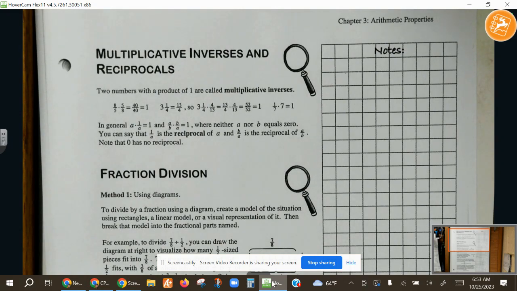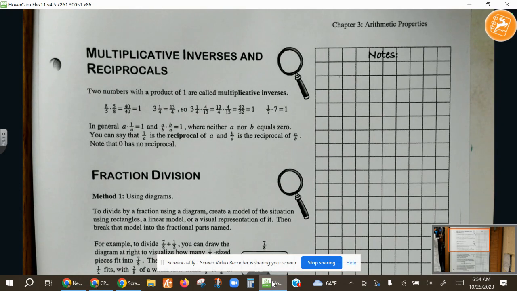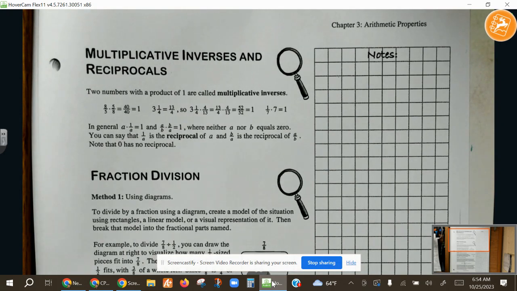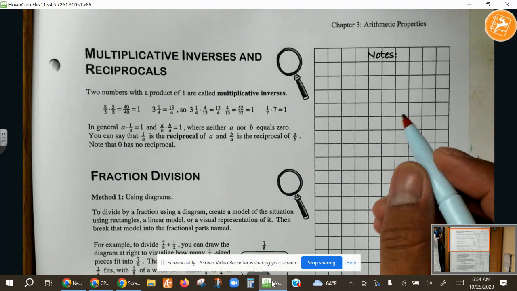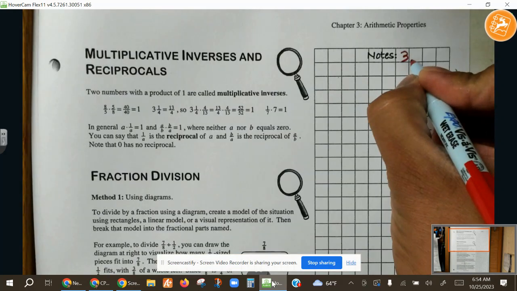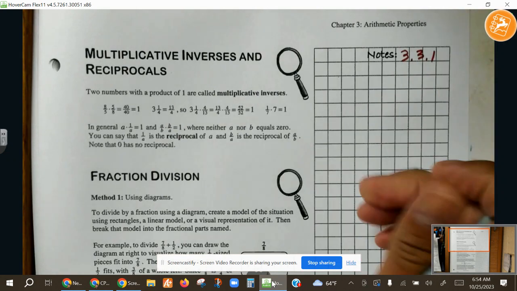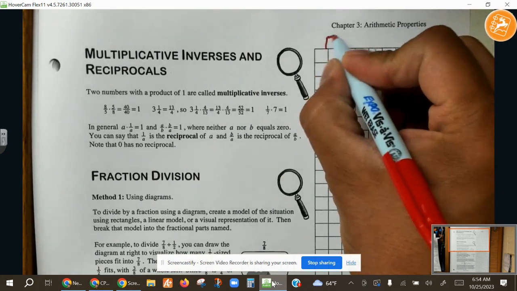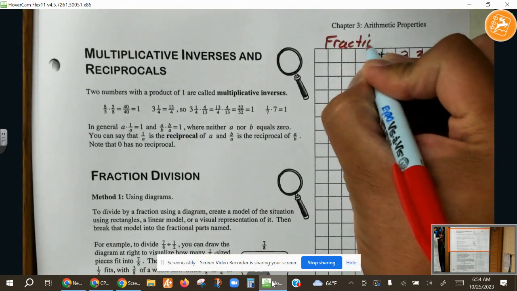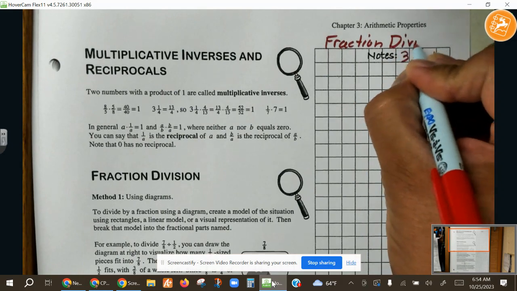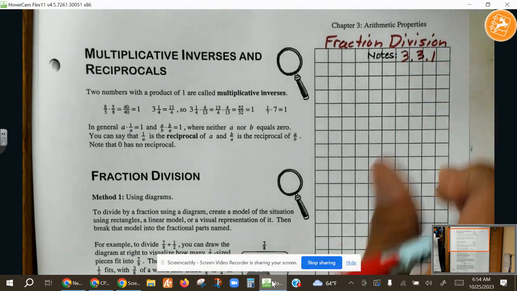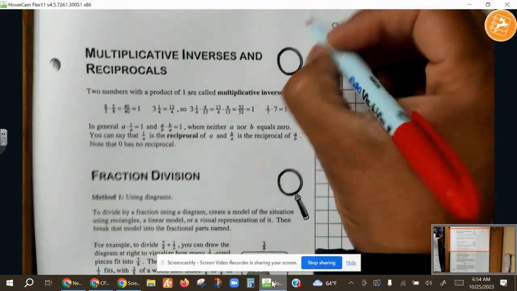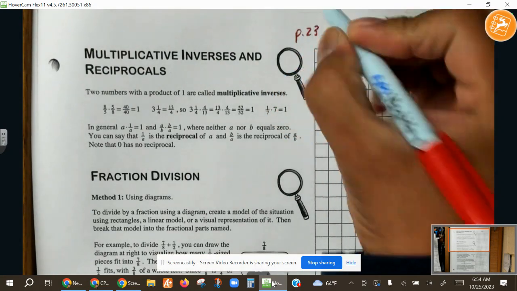All right, today's lesson is 3.3.1 fraction division, and you'll be copying today's notes on page 23 of your toolkit. So let's go ahead and label this as 3.3.1 fraction division. Okay, so again, page 23 of your toolkit.